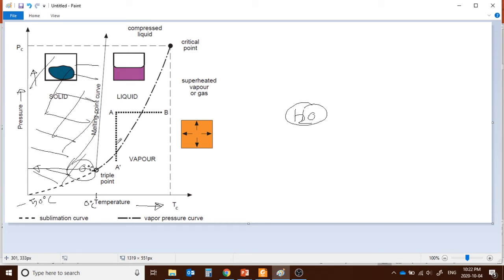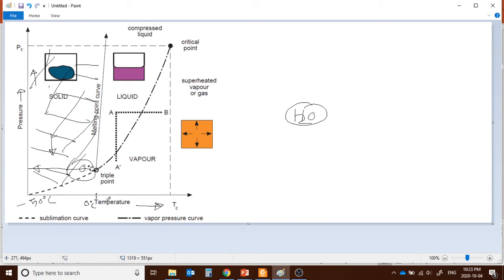And you know, pressure and temperature are proportional. We'll come to that later on. But if you increase the pressure, that will be more solid. And if you decrease the pressure, it will have more tendency to vaporize.